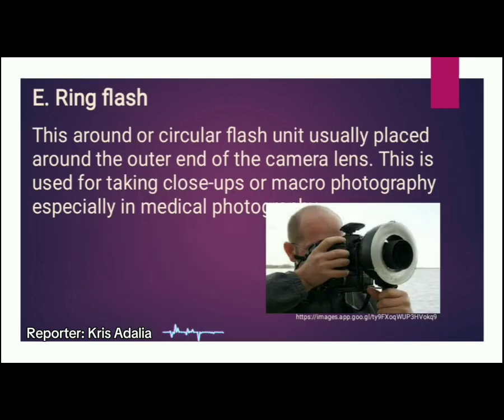So next is ring flash. This round or circular flash unit usually placed around the outer end of the camera lens. This is used for taking close-ups or macro photography, especially in medical photography. So it is a specialized type of flash unit that encircles the camera lens, emitting light evenly around the lens axis.